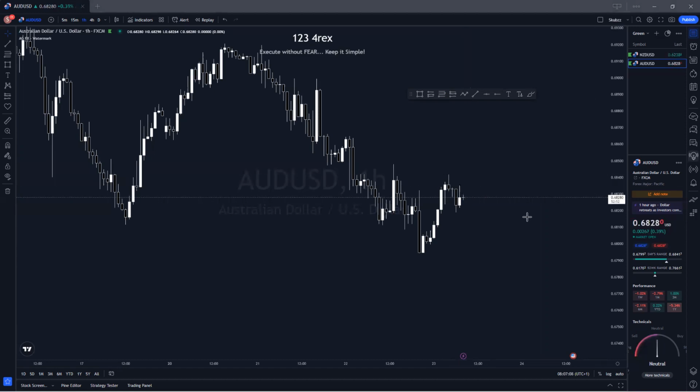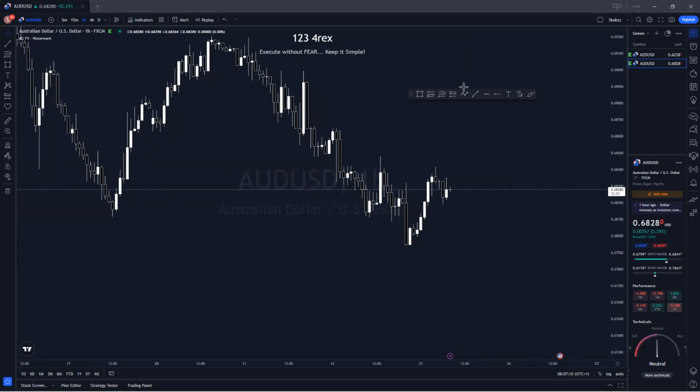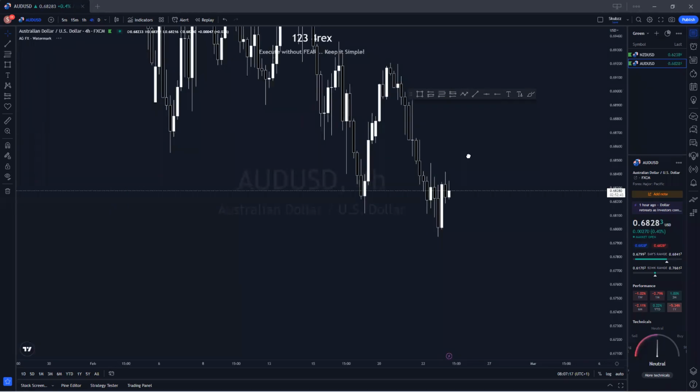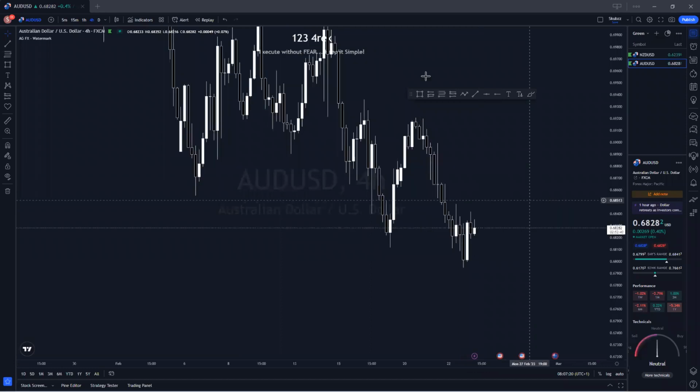So now, today on AED/USD, if you look at the 4H, we're still bearish. Our directional time frame is still bearish. We basically created a lower high, then we've created a lower low now because price just broke this low here. So we're still bearish.